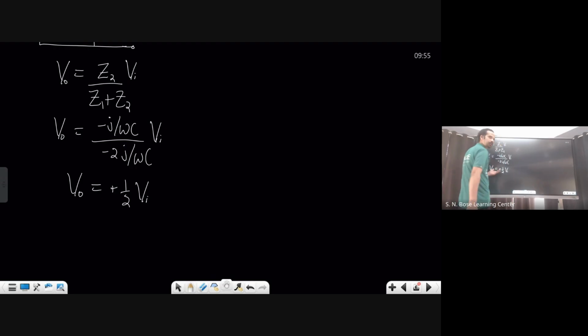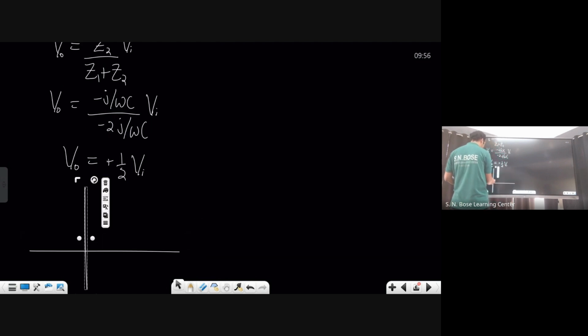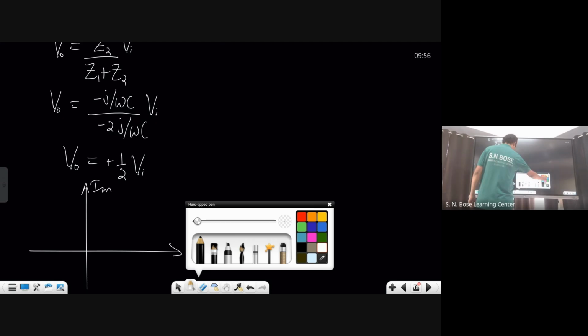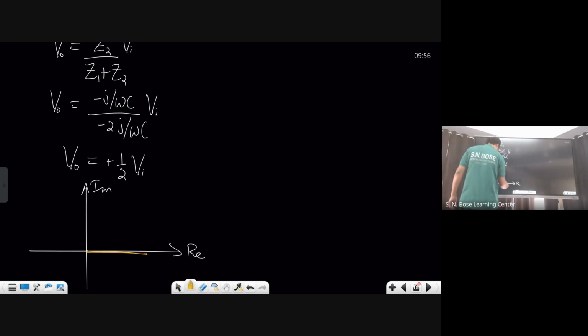Is that okay? You got my point? I hope I don't have to do further. If I take Vi along the real axis, V naught also goes along the real axis. That's what we call a phasor. Real axis, imaginary axis. If you take Vi here, your V naught is also half of that. Am I right?